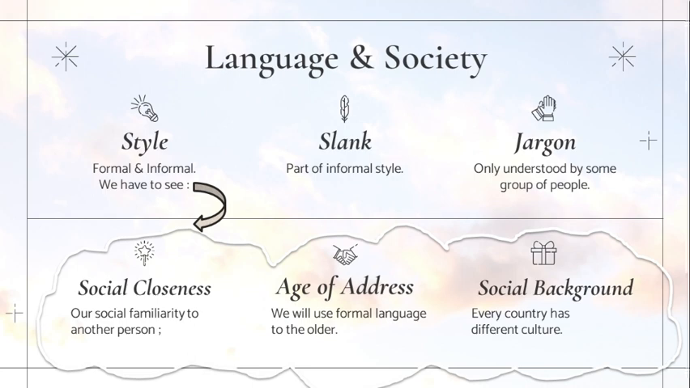And the second, slang, part of informal style, specific words and phrases. For example, won't I brew, or not my cup of tea, and don't have a cow, meaning try to calm someone. And the last, jargon, only understood by some group of people, specific vocabulary associated with a group. For example, AWOL, absent without leave, in the military, and FYI, for your information, among social media users.